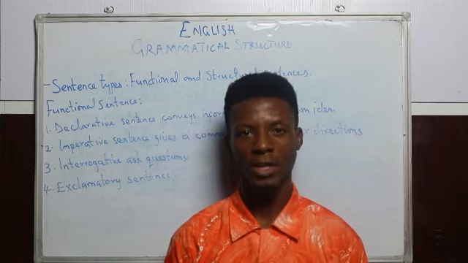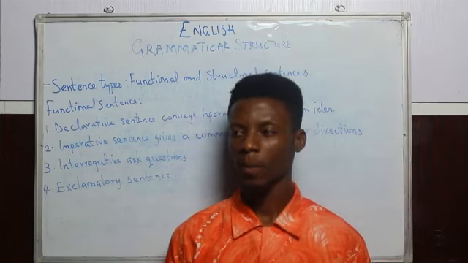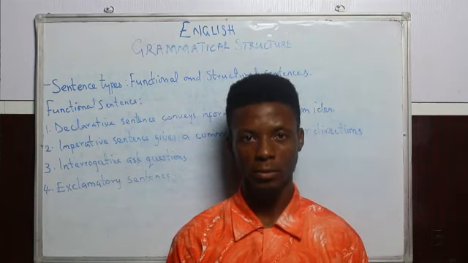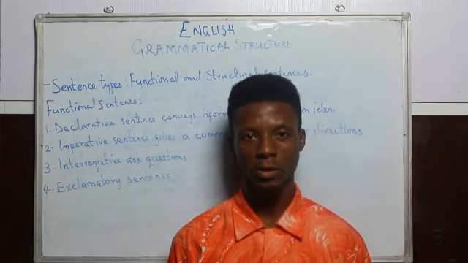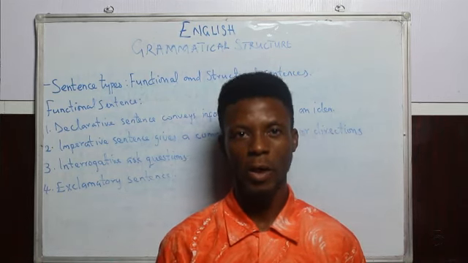An example of a declarative sentence can go as follows. I am going to the bank. It conveys an information. The information there is where I am going.